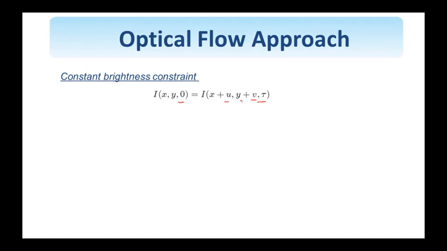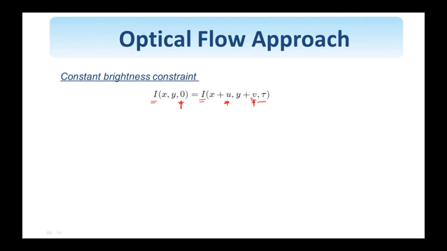Without loss of generality, I arbitrarily move the time axis to the reference frame, so here I start at time 0. I also change a bit the notation, so intensities now are denoted by I, and I use this three variables notation for the spatial and temporal coordinates. The objective clearly is to estimate the translational components u and v.